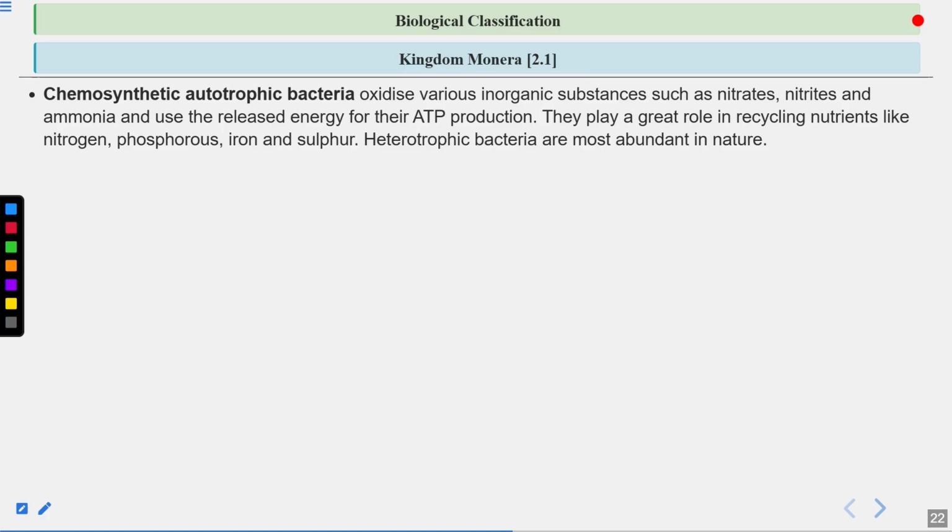Talk about chemosynthetic autotrophic bacteria. They oxidize various inorganic substances such as nitrates, nitrites, and ammonia and use the released energy for their ATP production. Now, what is the importance of chemosynthetic bacteria? Remember this. They play a great role in mineral cycling or nutrient cycling, such as nitrogen, phosphorus, iron, and sulfur. So you should remember the importance of chemosynthetic autotrophic bacteria.